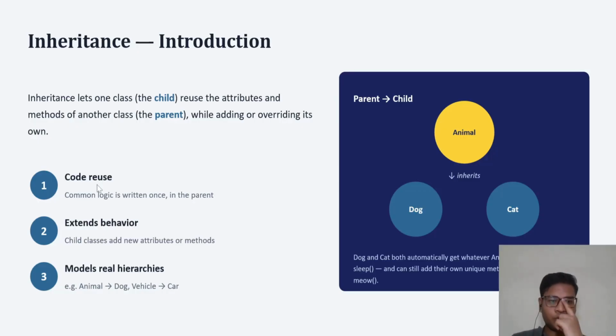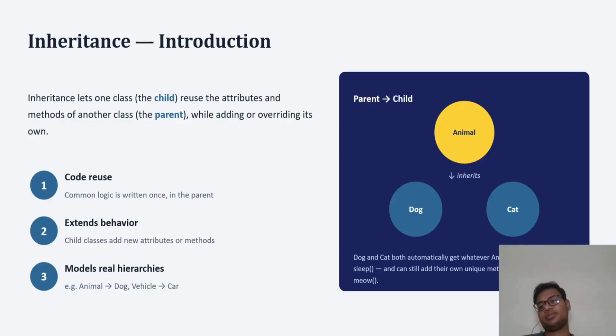First of all, what does inheritance mean? That's code reuse. That's the key point: the common logic is written once in the parent, with the help of code reuse. The second one is extends behavior. That is, child classes add new attributes or methods. The third one is models real hierarchy.